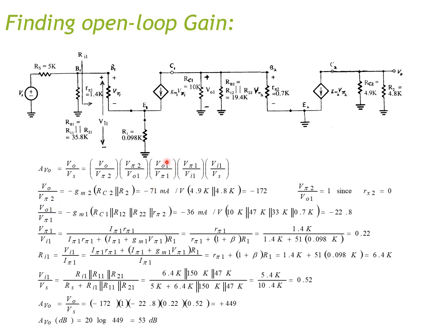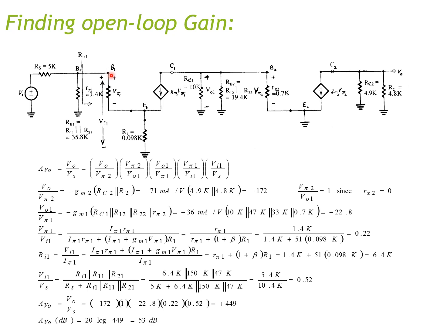Next, we find VO1 over VPi1. So VO1 over VPi1, use the same method. GM1 multiplied by all of this parallel resistance in here. It's going to be RC1 parallel with R12 and parallel with R22. This is basically the R-Thevenin 2, and finally parallel with R-Pi 2. Plug the numbers in, and you're going to have negative 22.8. Next, we find the relationship between VPi1 and VI1.